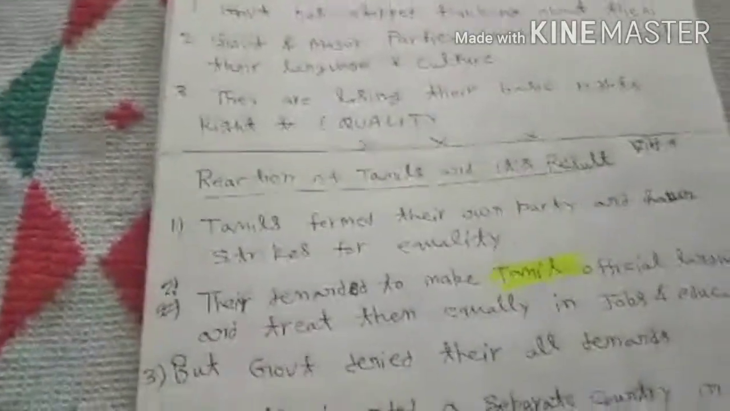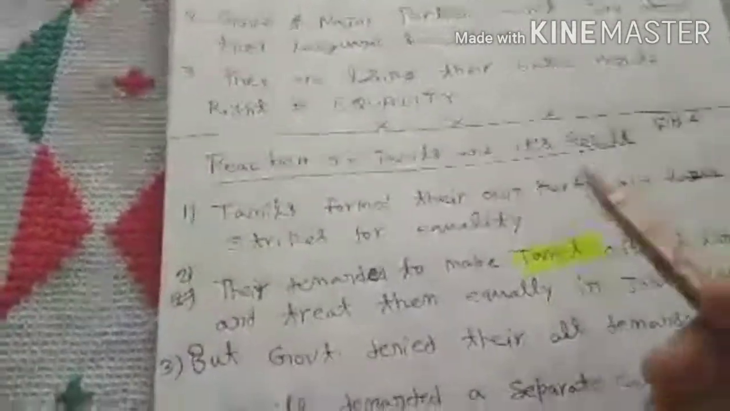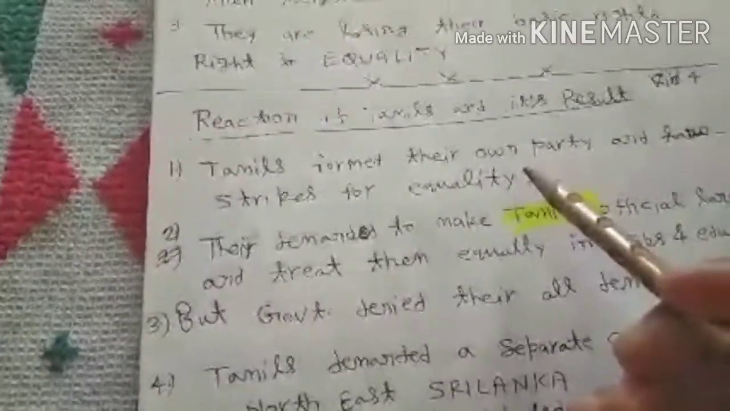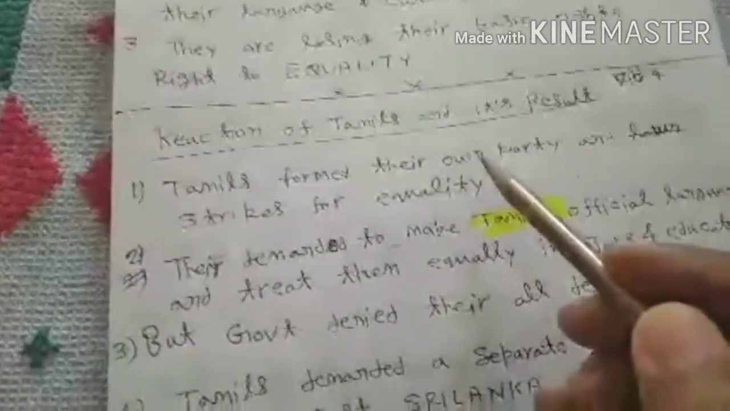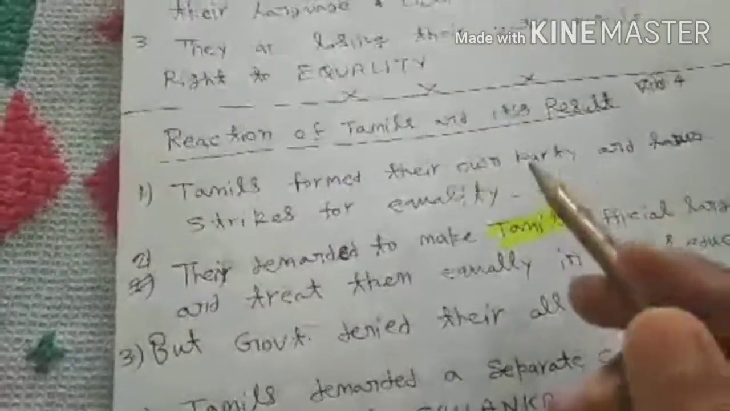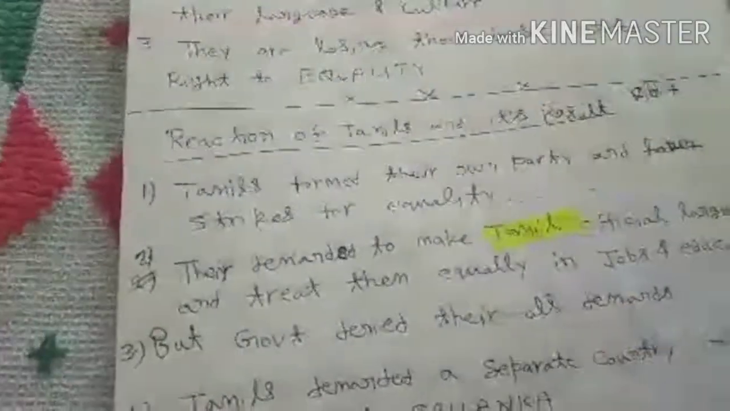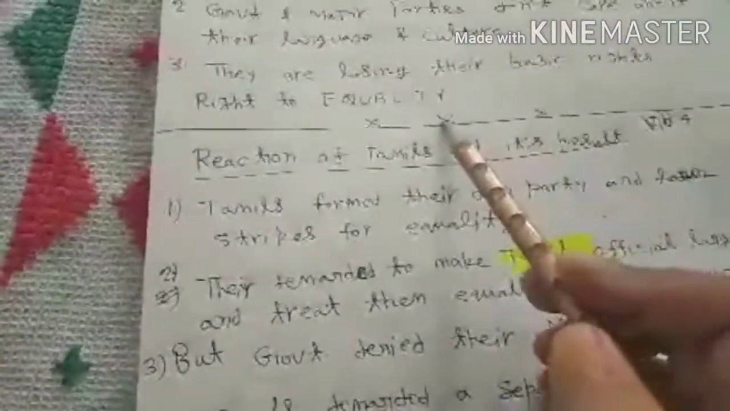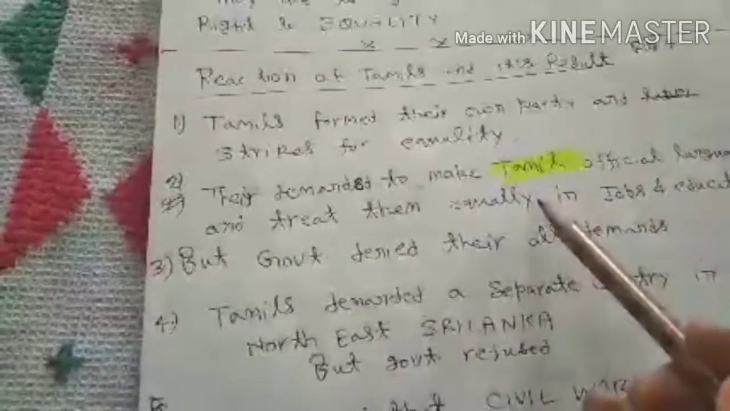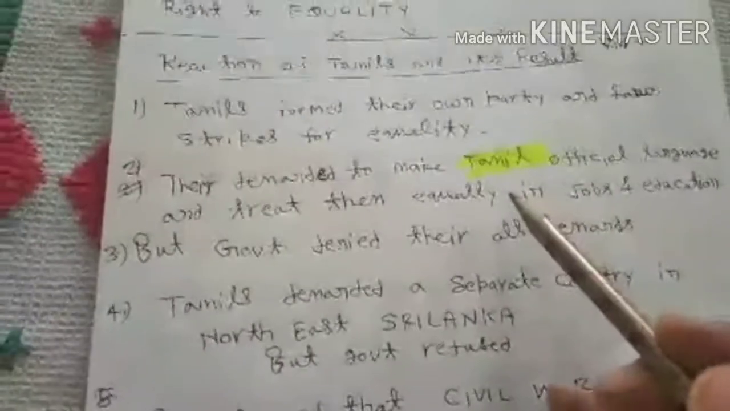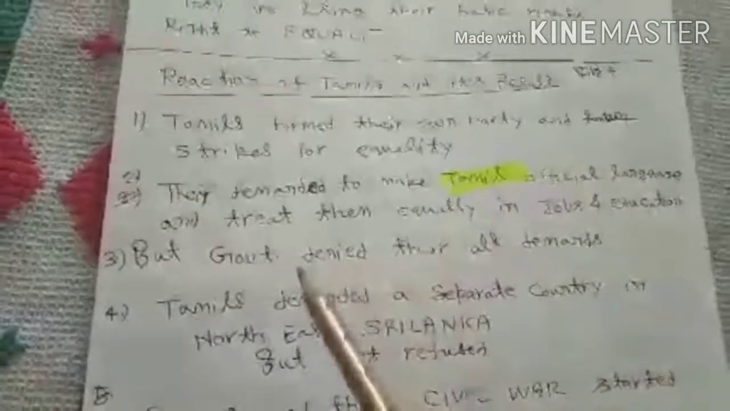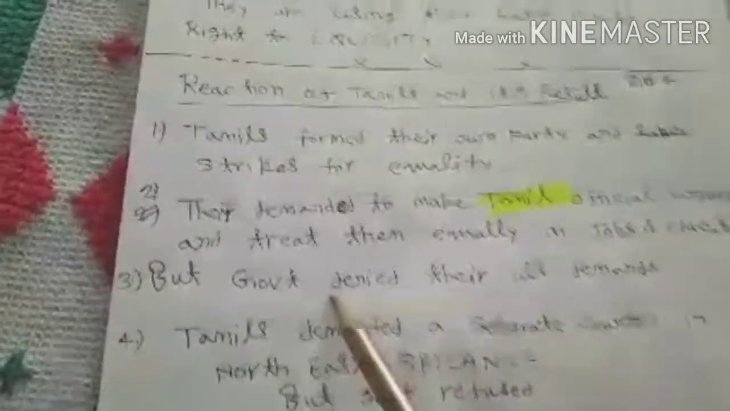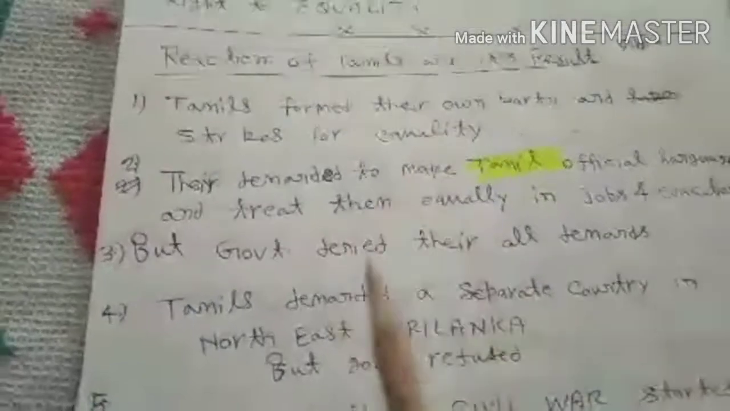Hello everyone, this is our video of power sharing, video number 4. So what were the reactions of Tamils and its result there? First point, Tamils formed their own party and went on strikes for equality, as they were losing their right to equality, as we have discussed already. They demanded that Tamil be made an official language of Sri Lanka and that they be treated equally in jobs and education like the Sinhala people. But the government refused their demands.